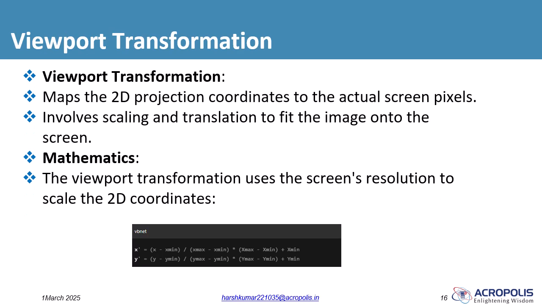Viewport transformation. Viewport transformation is mapping the 2D projection coordinates to the actual screen pixels, which involves scaling and translation to fit the image onto the screen. So basically we are fitting the image onto the screen properly.